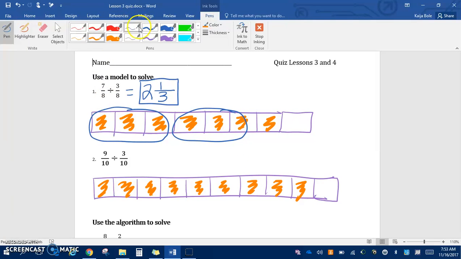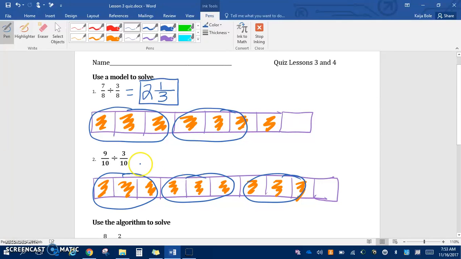And now I'm going to look at the second fraction here to see what I'm grouping by, and I see that I'm grouping by 3's again. So here's one group of 3, 2 groups of 3, 3 groups of 3. I have none left over, so that means my final answer is just 3.